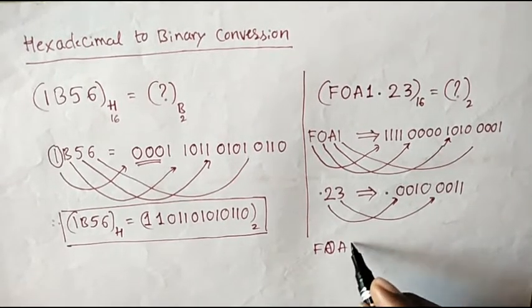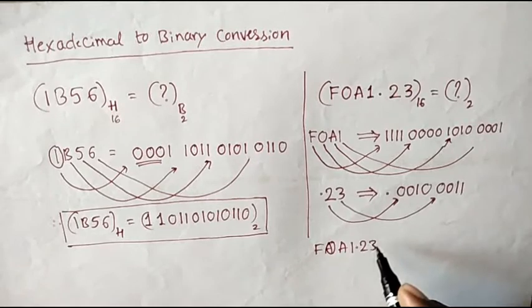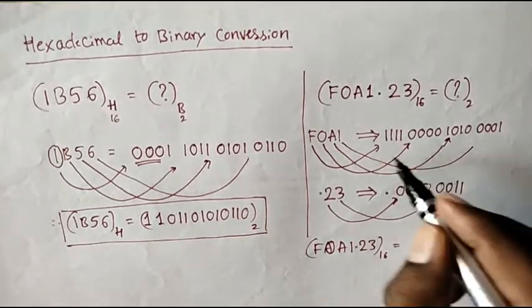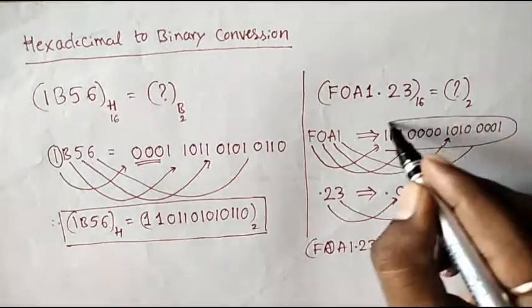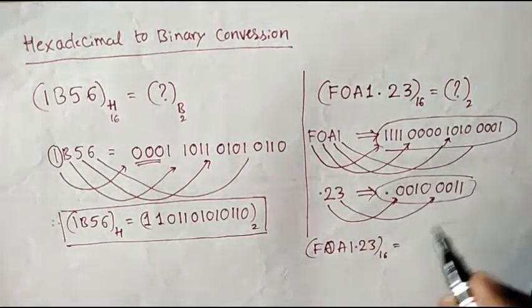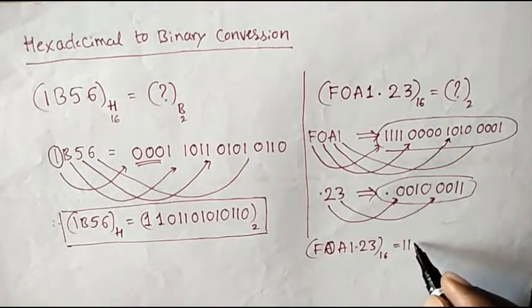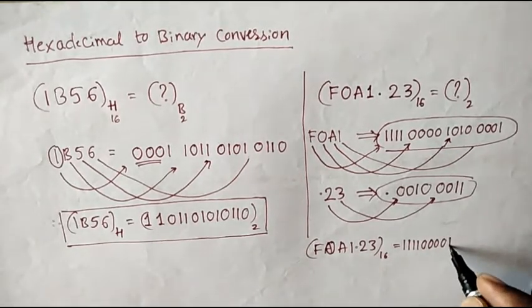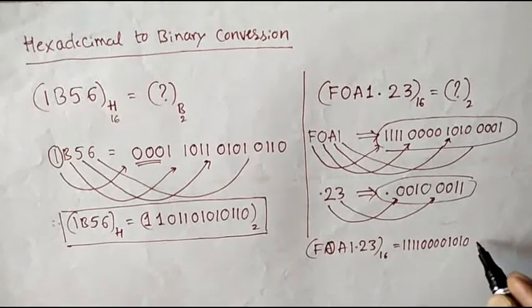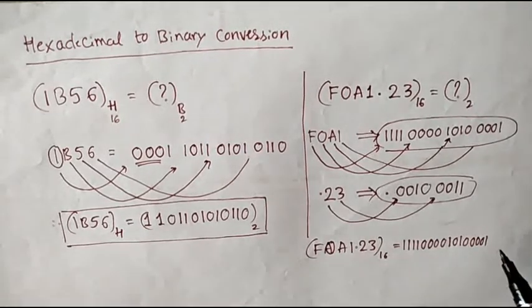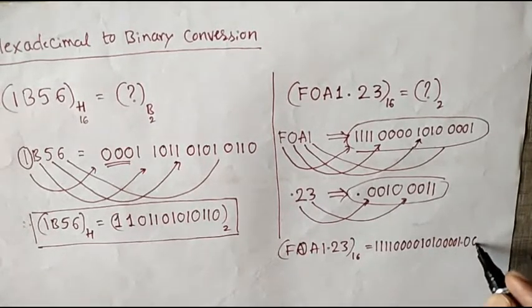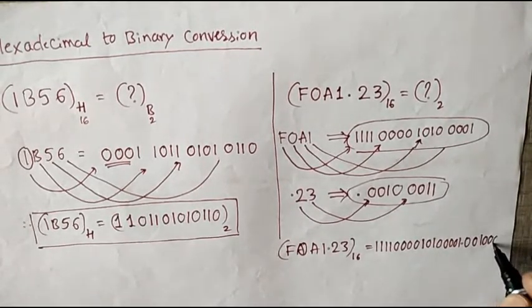Now we can represent the entire number F0A1.23 as this number followed by this number, that is 1111001000100011.